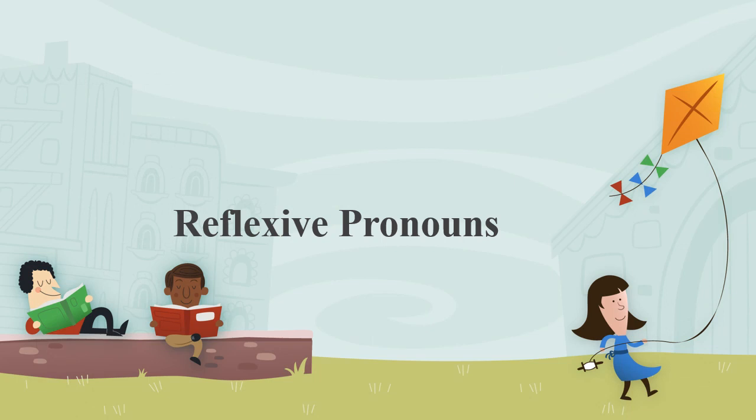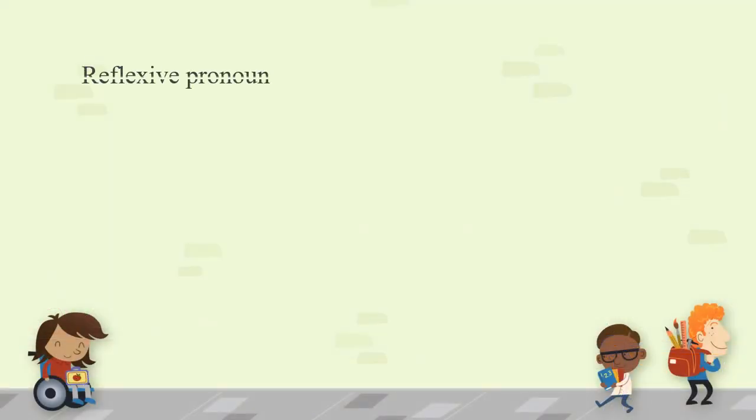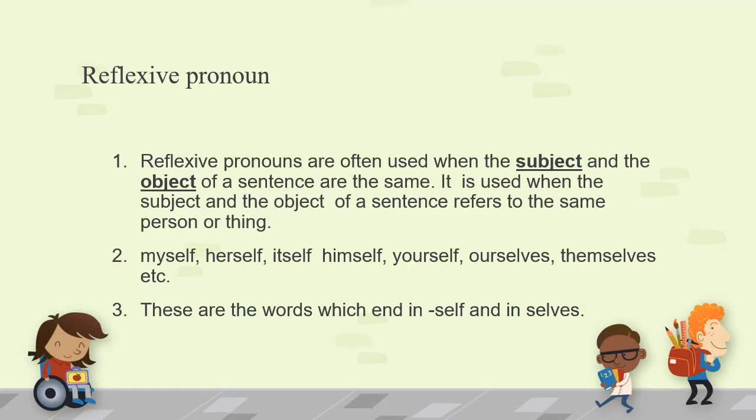Come to our topic now, that is reflexive pronouns. Yes, kids. Now we will discuss what the reflexive pronoun is. Reflexive pronouns are often used when the subject and the object of a sentence are the same. It is used when the subject and the object of a sentence refer to the same person or thing. Now, what does it mean?